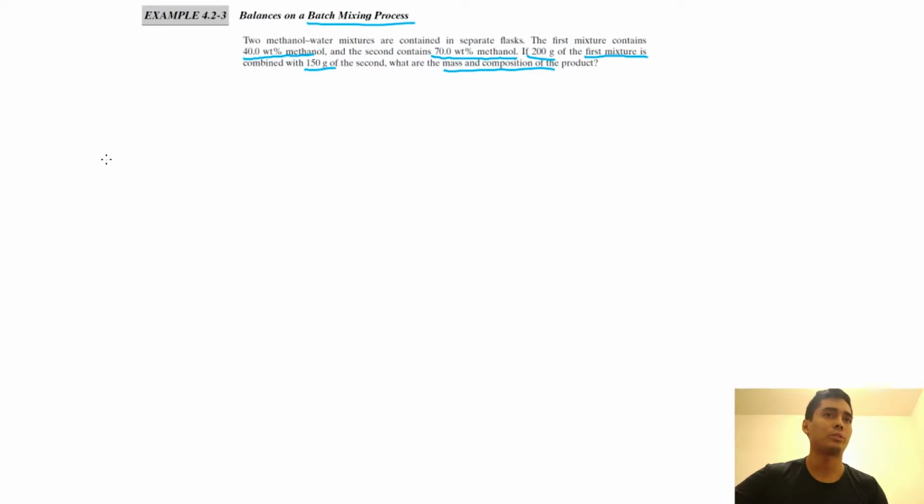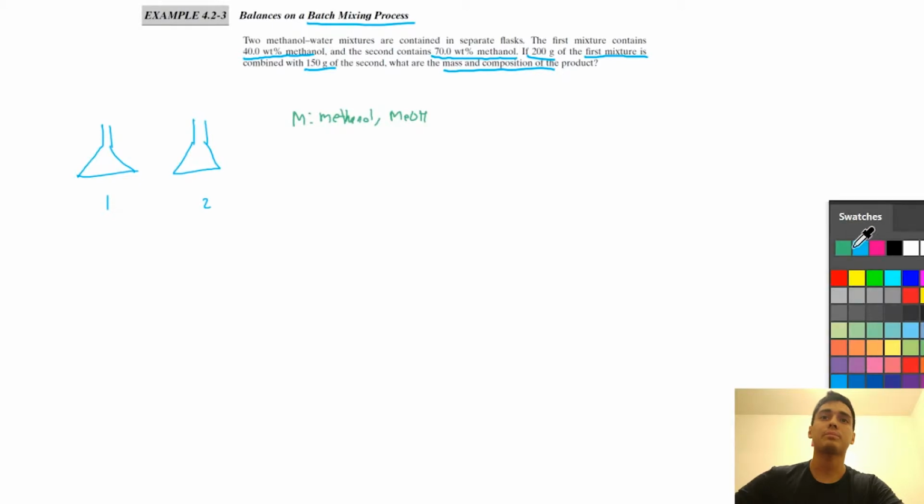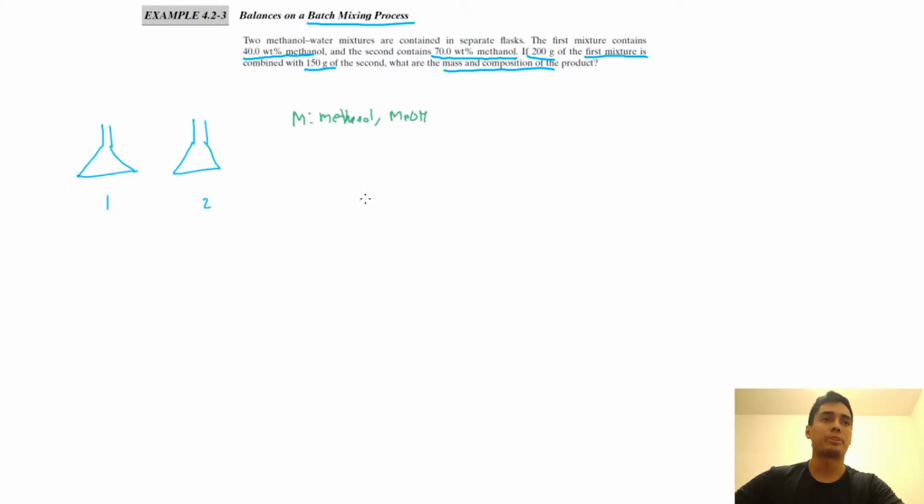Two methanol water mixtures are contained in separate flasks. So methanol and water, right? This is our first flask, flask 1, and this is our second flask, flask 2. They both have methanol, which I'm going to use M for. The book might use MeOH because that's the O-Chem way of writing it. And I'm going to use W for water. The book might do H2O.